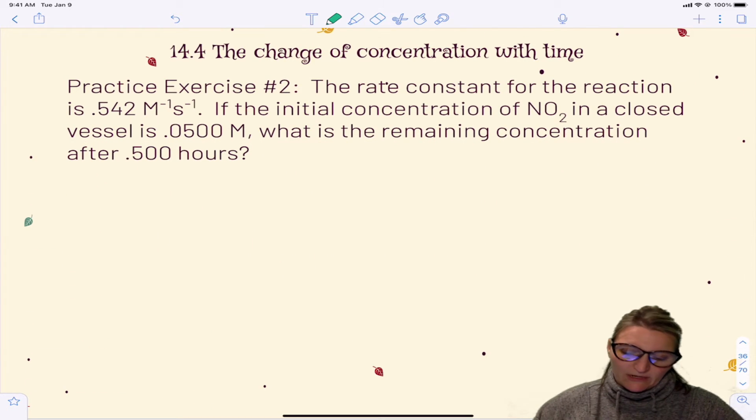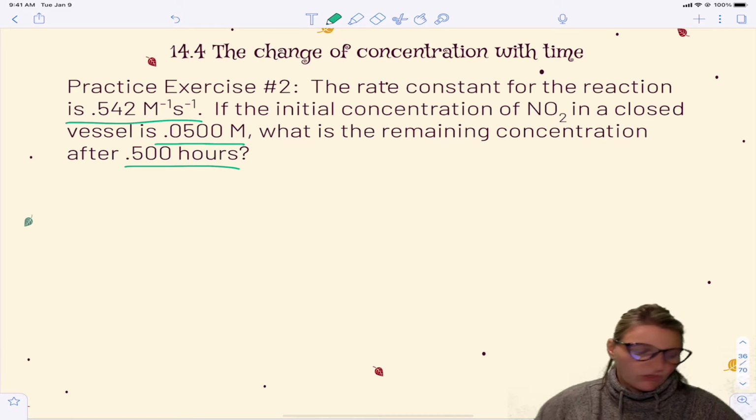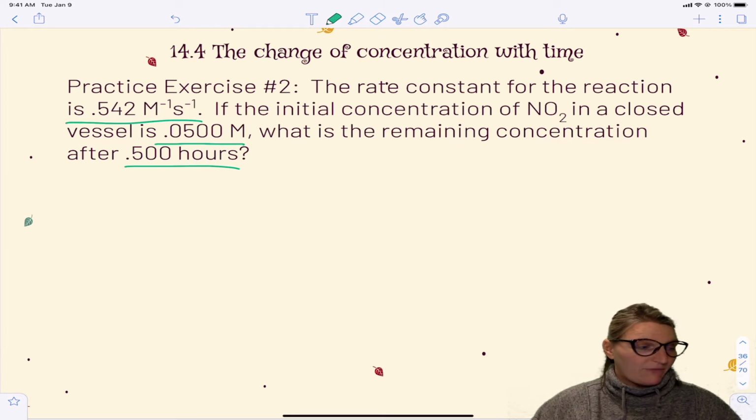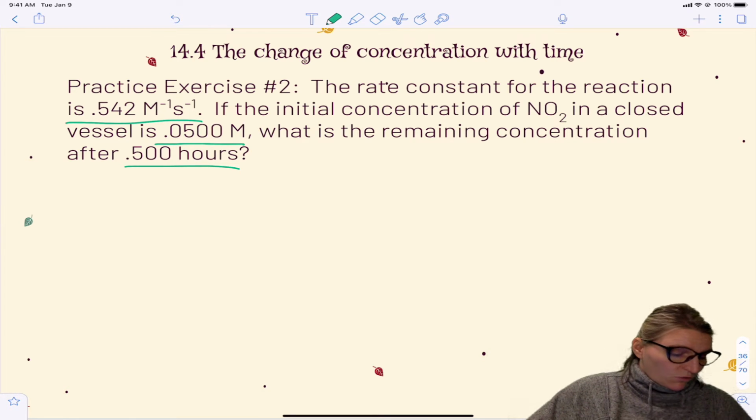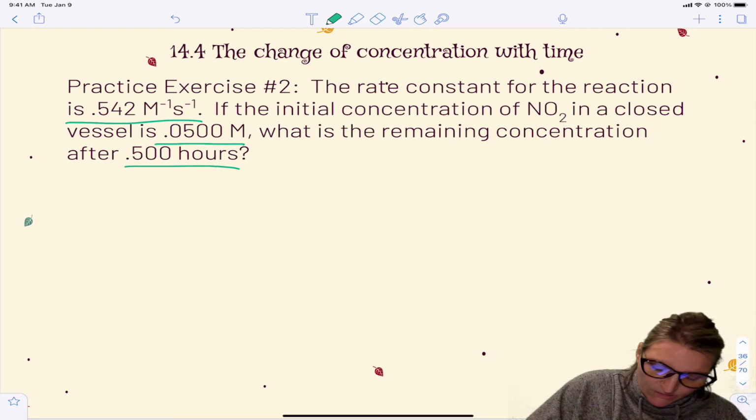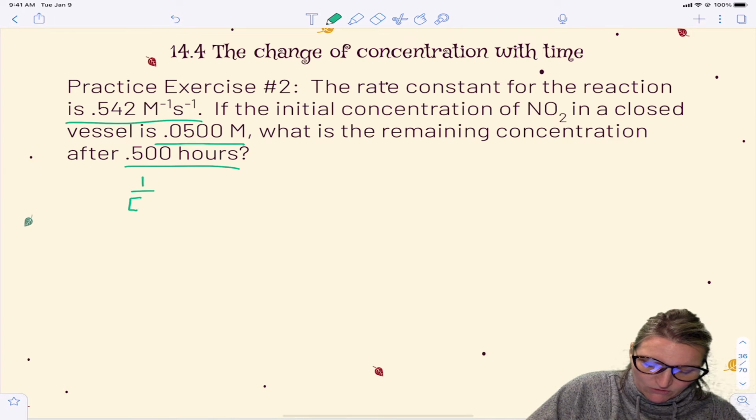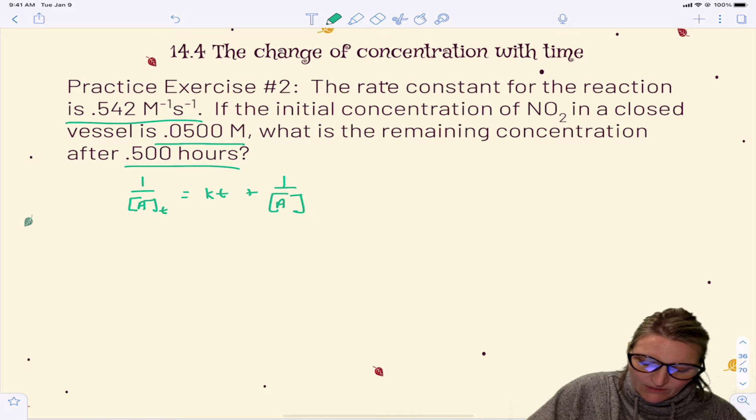This one, we know it's second order. The rate constant for the reaction is this. If the initial concentration in an enclosed vessel is 0.0500 molarity, what is the remaining concentration after half an hour? Pretty straightforward here. You can use either one, but I'm going to use 1 over the concentration of A at time t equals kt plus 1 over the concentration of A at time 0.